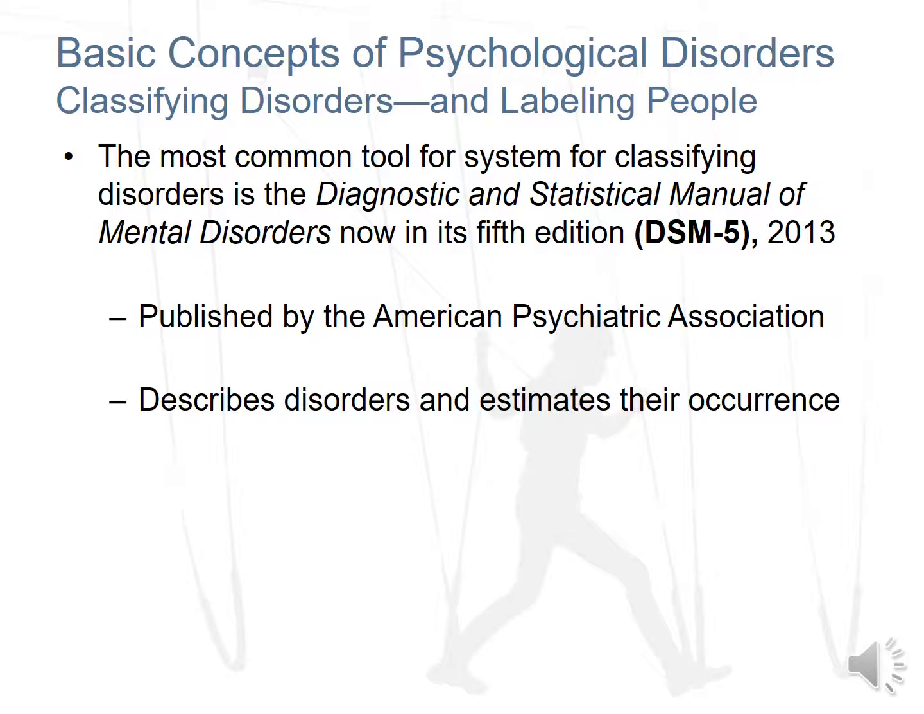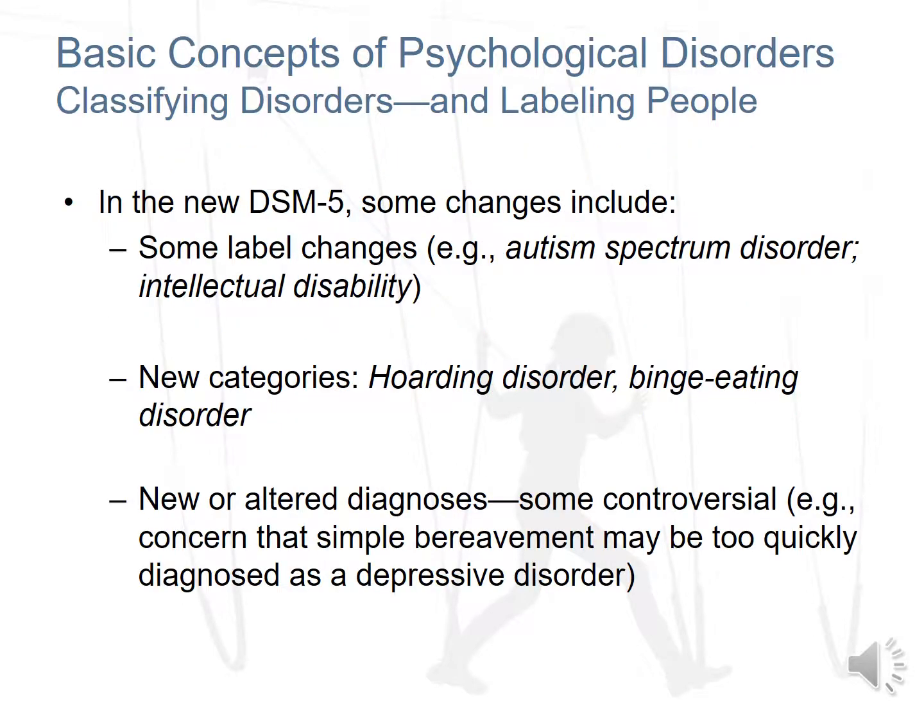This is published by the American Psychiatric Association, and it describes disorders and estimates their occurrence. In the new DSM-5, some changes include label changes, for example, autism spectrum disorder and intellectual disability, new categories such as hoarding disorder and binge eating disorder, and newer altered diagnoses, some of which are controversial, for example, the concern that simple bereavement may be too quickly diagnosed as a depressive disorder.